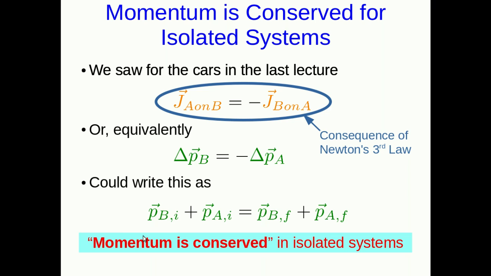It says that momentum is conserved, or in other words, momentum does not change in isolated systems. And note what this means. This doesn't mean that the individual momentums of the objects don't change. It means that the total momentum of the system doesn't change if the system is isolated.